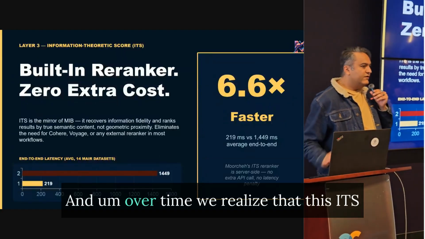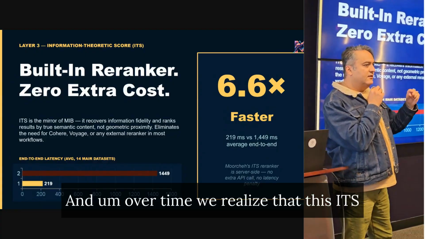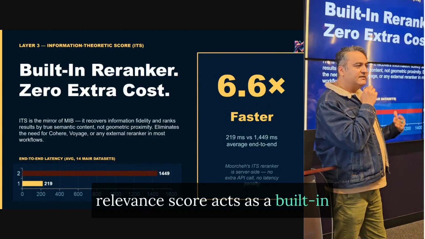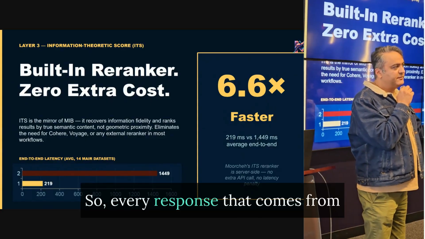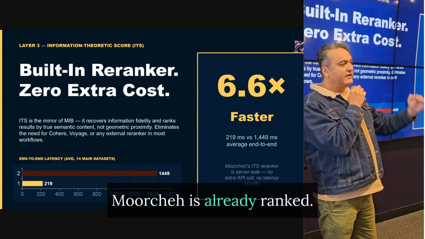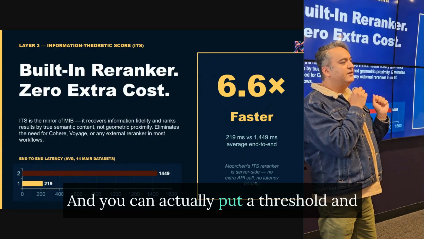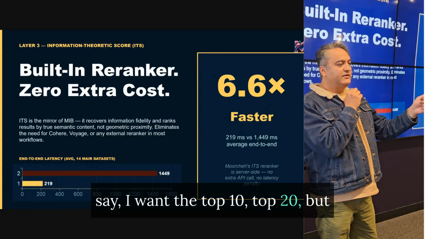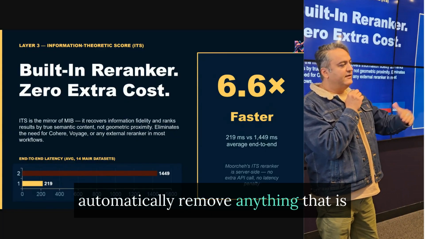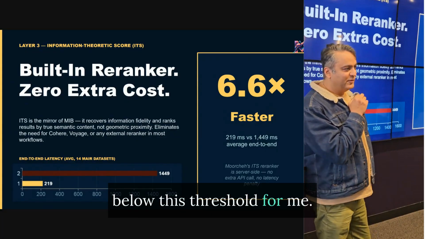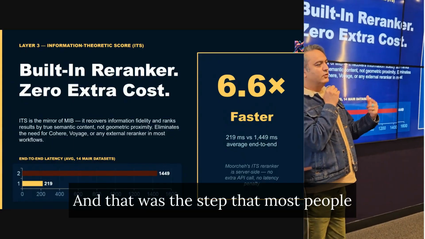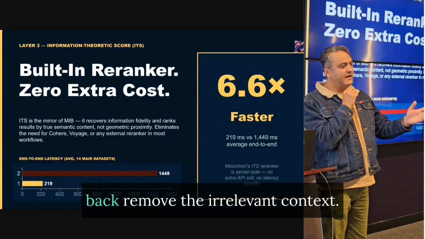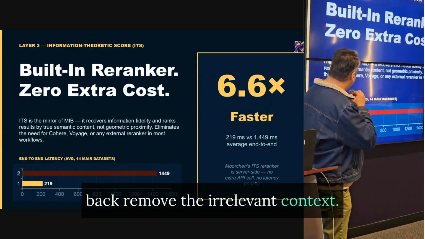And over time, we realized that this ITS relevance score acts as a built-in re-ranker. So every response that comes from moorcheh is already ranked. And you can actually put a threshold and say, I want the top 10, top 20, but automatically remove anything that is below this threshold for me. That was a step that most people still do manually. They submit it to the re-ranker and bring back results, removing the irrelevant context.